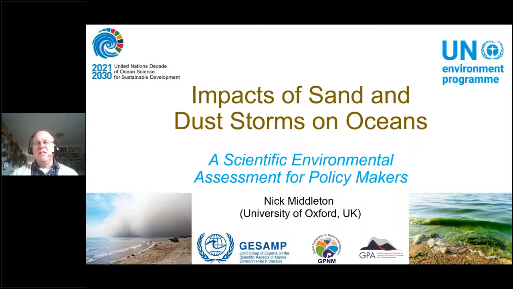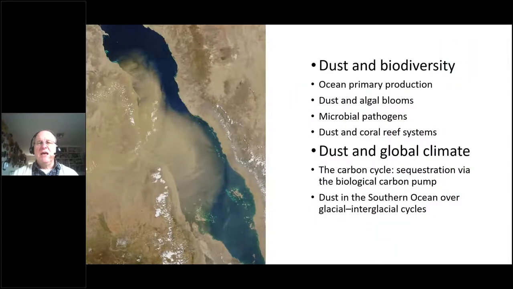What I'm going to be talking to you about today can be broadly broken down into two categories: dust and biodiversity in the oceans. I'll talk a bit about ocean primary production, dust and algal blooms, microbial pathogens, both in the seawater and carried in desert dust, and dust and coral reef systems. The second major topic area is dust and global climate via the impacts on the oceans. It's largely to do with the biological carbon pump and the sequestration of carbon in that way, both in the contemporary era and also over Quaternary glacial and interglacial cycles.